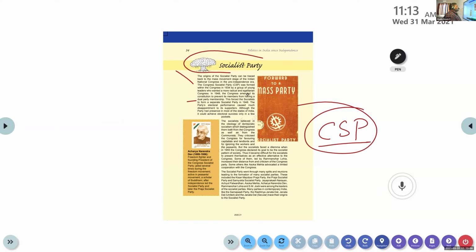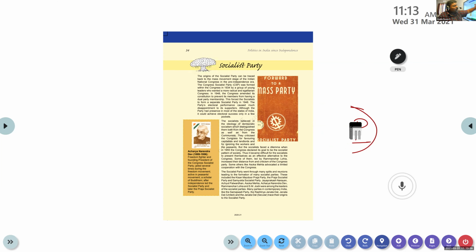The party's electoral performance caused much disappointment to its supporters. Although the party had a presence in most of the states in India, it could achieve electoral success only in a few pockets. So in the election, this party became a failure. Still, a number of people were attracted to the ideology of that political party, and they won some seats in different states. We want to understand one thing here: this party was also formed from the Congress Party only. So they had some members or some organization set up in almost all the states.